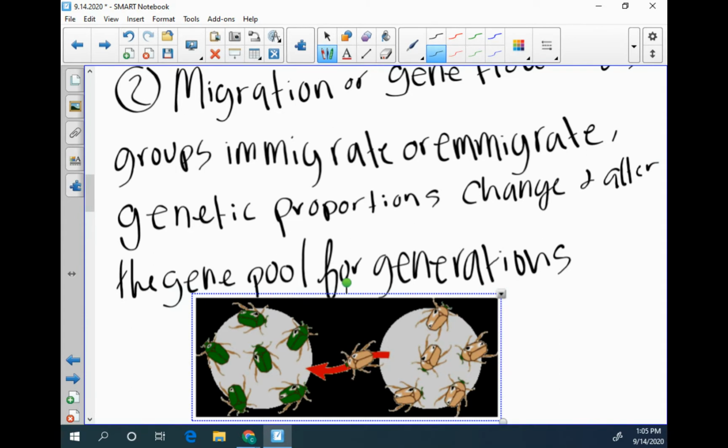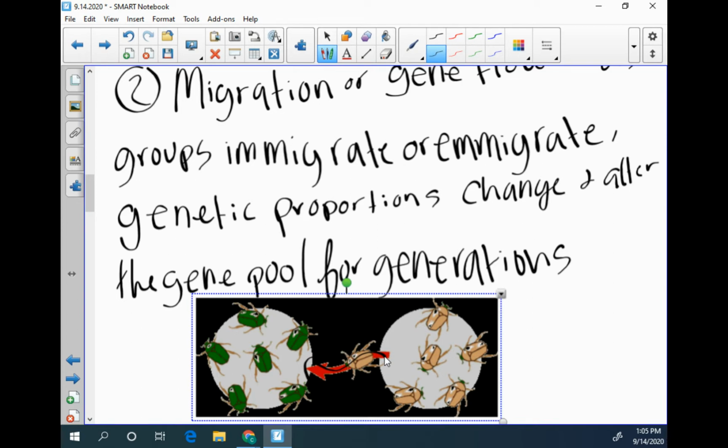Through immigration or emigration, one of the brown beetles goes into the green beetle population and now can spread that brown allele through this entire population. So over time, this population right here can become a mixture of green and brown beetles instead of just green beetles.